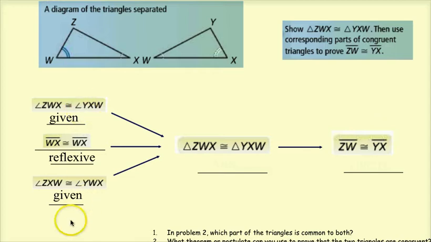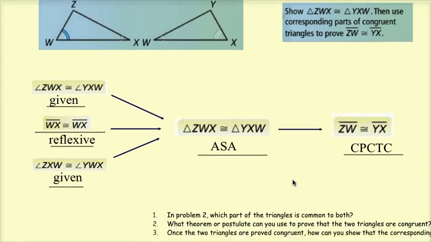So I have my two angles which were given. I have my side which is shared. So now I can say the triangles are congruent by angle side angle. So triangle ZWX is congruent to triangle WXY by angle side angle. And then I can say once my triangles are congruent, all those corresponding parts are congruent. So I wanted to prove that ZW is congruent to YX, and that would just be by CPCTC. Okay, so that's the overlapping triangles, and we will work with those again tomorrow.